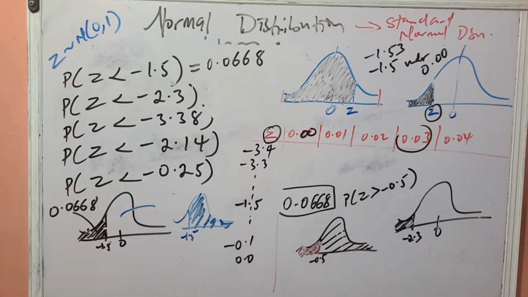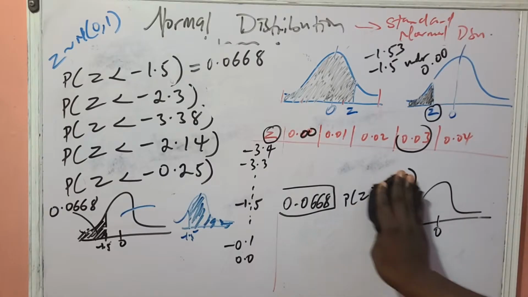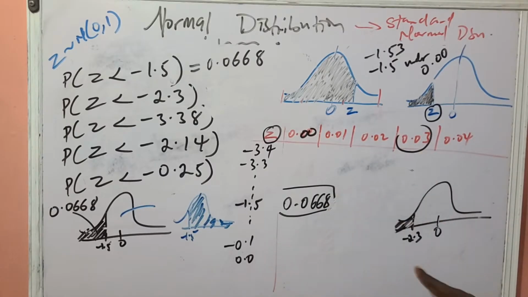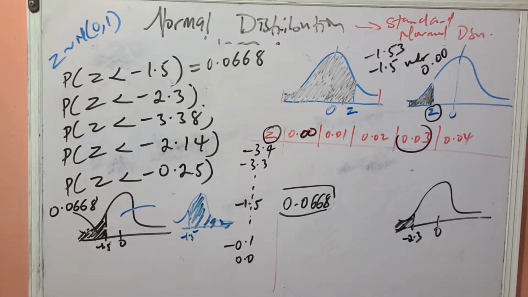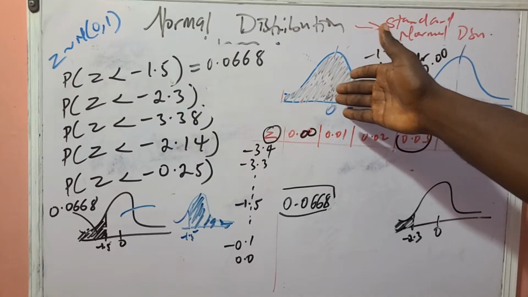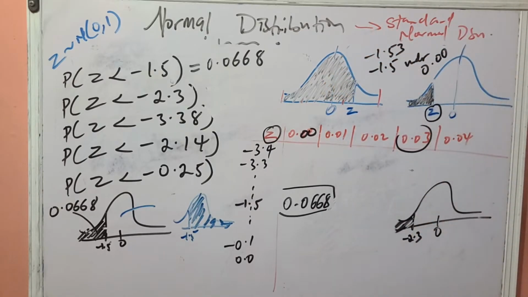So now, we have gotten our diagram for this second question of minus 2.3. Good. Now, what do you want to do? You go to your negative table. Again, you can see this is a negative Z value, so you don't pick your positive Z table in this case. You pick your negative Z table. Under it, this is minus 2.3, exactly 2.3. There is nothing after the 3.